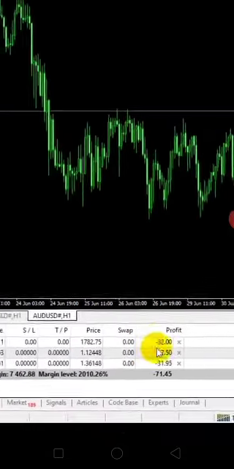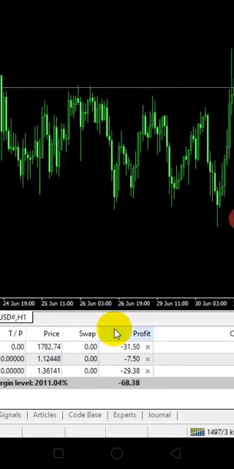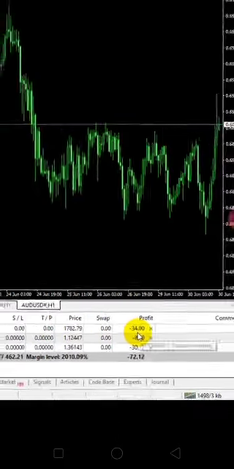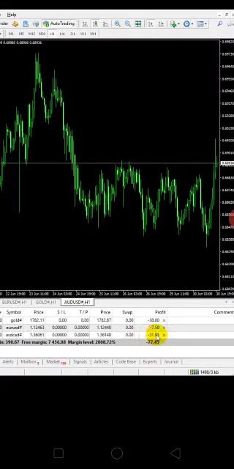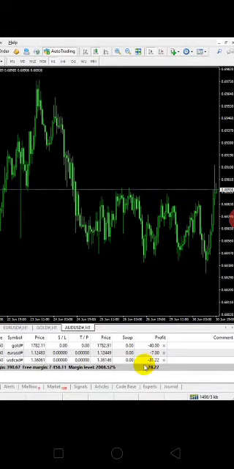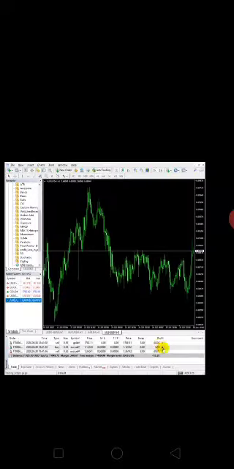And you can see that here in profit you can see the digits in dollars. Here in gold there is $33 loss, in Euro USD there is $8 loss, in USD CAD there is $31 loss. So this profit or loss is in dollars. Now what if you want to see this profit and loss in pips?